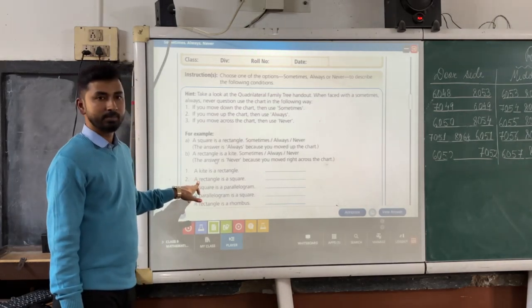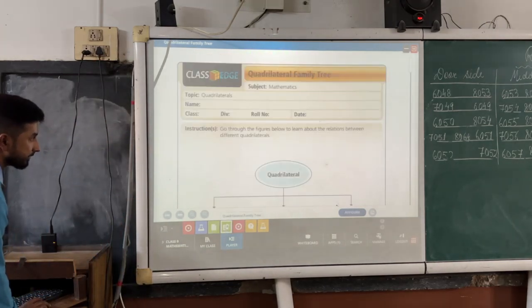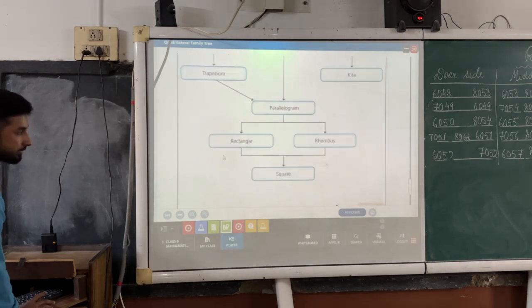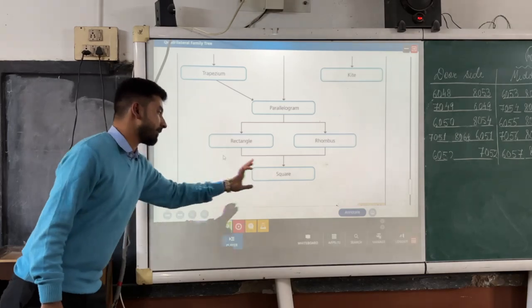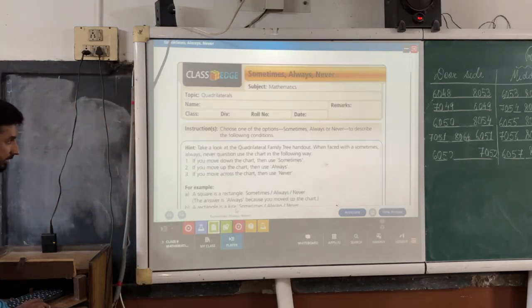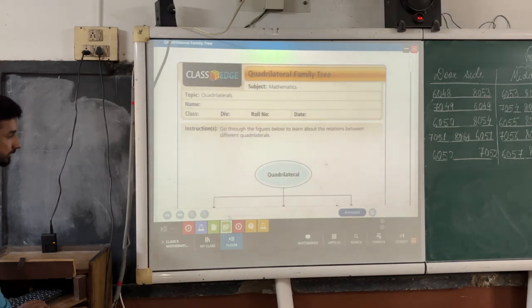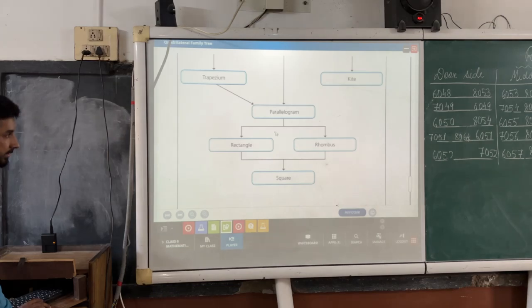Can you show the chart, sir? A rectangle is a square. I am moving up the chart. A rectangle is a square. I am moving below the chart. Then I will use the word always. Let us check it. Similarly, if I move from rhombus to rectangle, that means I am moving across the chart. That will be never.